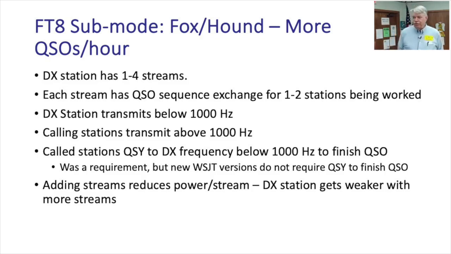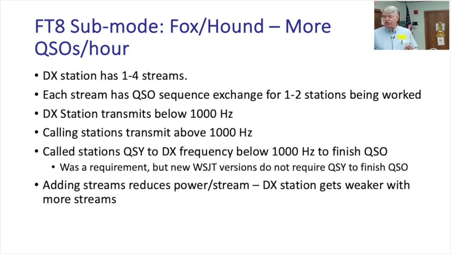Now, there are some sub-modes that if you get on, you want to be aware of. The first one that came out was called Foxhound mode. That is designed so you get more QSOs per hour. It was for DXpeditions to use. And it works a little bit differently. Instead of just having one transmission to one guy, you can have different streams. You can have one stream, which is just one signal, or you can have 2 or 3 or 4, depending on whatever he sets it for.